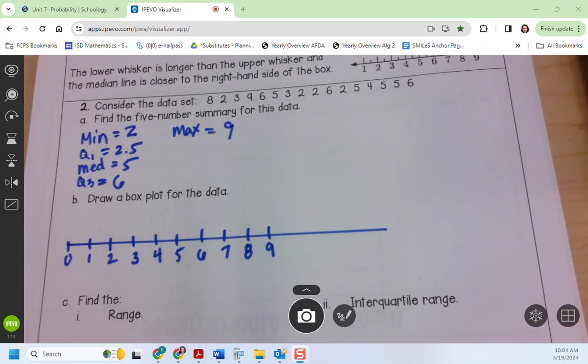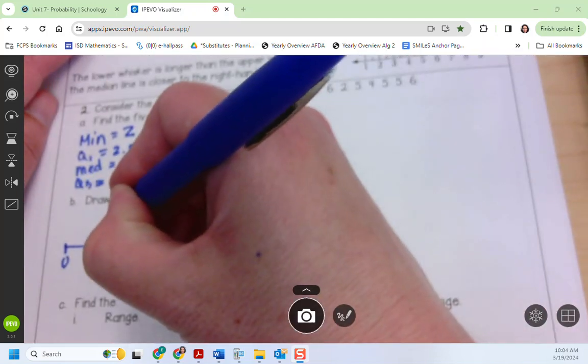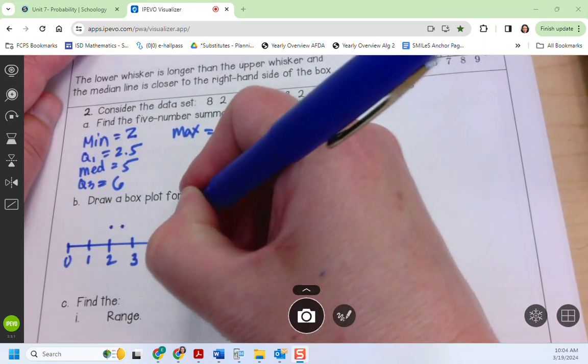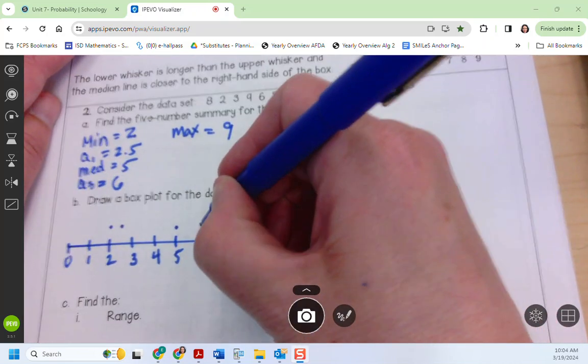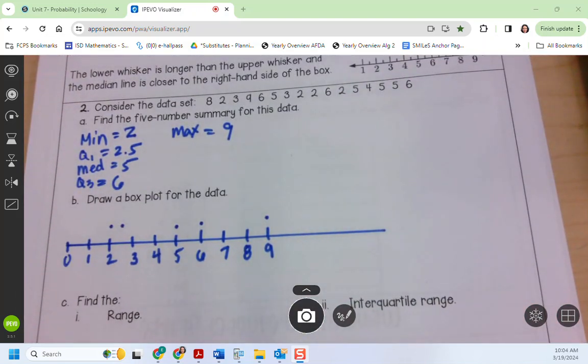And then personally what I do is I just make a dot at each of these numbers just to remind myself where they are. So 2, 2.5, 5, 6, and 9. And then I use that as a structure for my box and whiskers. So the box is the middle 3.